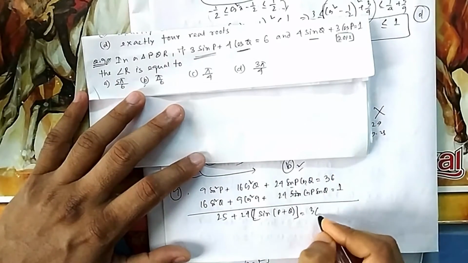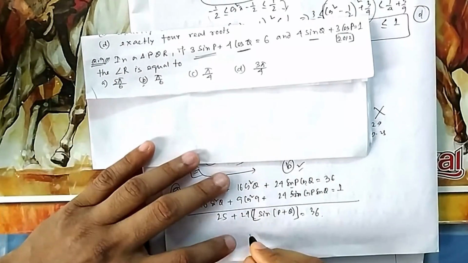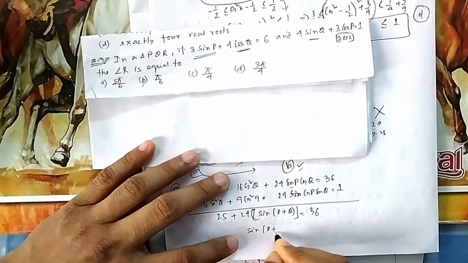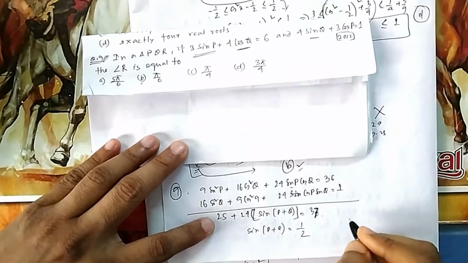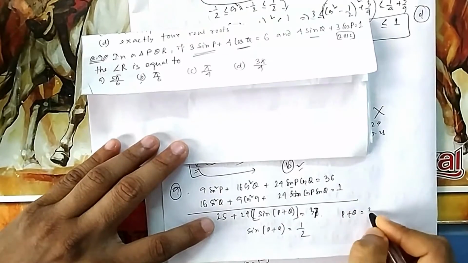So it is 36. Now if you solve it, you will find sin(P plus Q) is equal to 37, 36 plus 1, 37. So 12 over 37... so it will be half. So if it is half, then P plus Q can be 30 degrees.